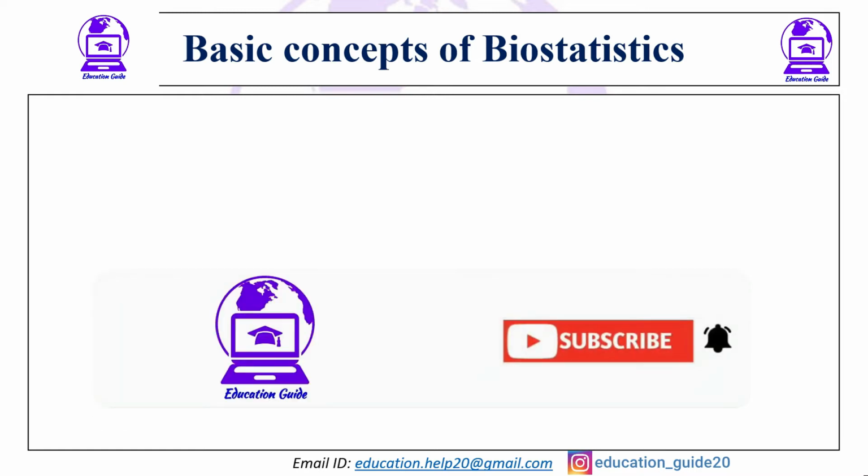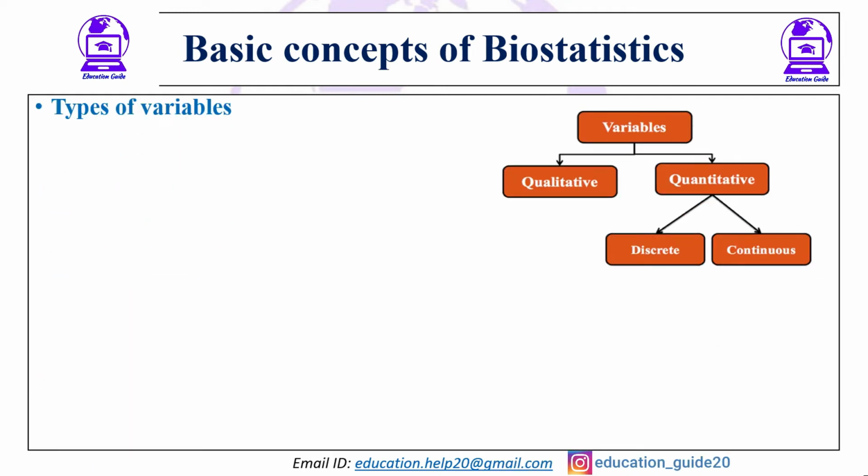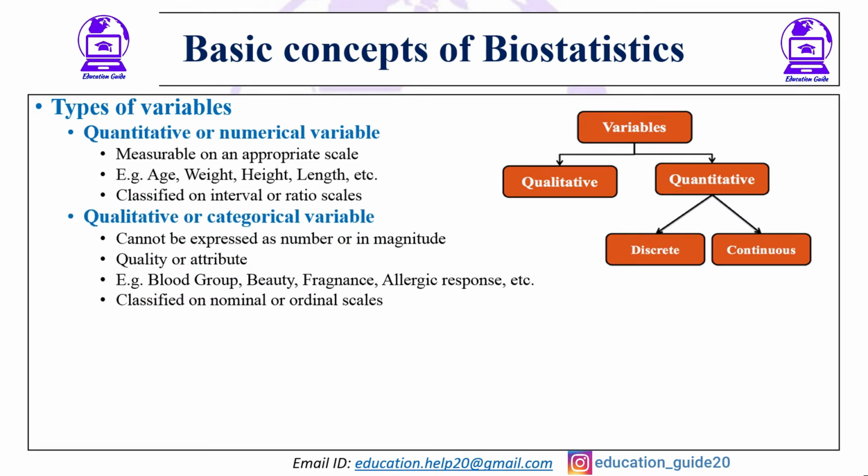In statistics, we mainly deal with variables. There are different types of variables, that is quantitative and qualitative variable. Quantitative variables are also known as numerical variables. These are measured on numerical scale. Quantitative variables are recorded using two scales of measurement, that is interval scale and ratio scale. Examples include weight, height, length, etc.